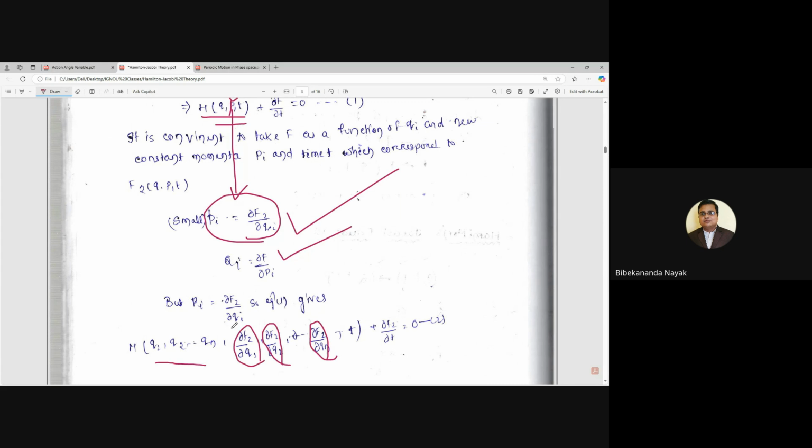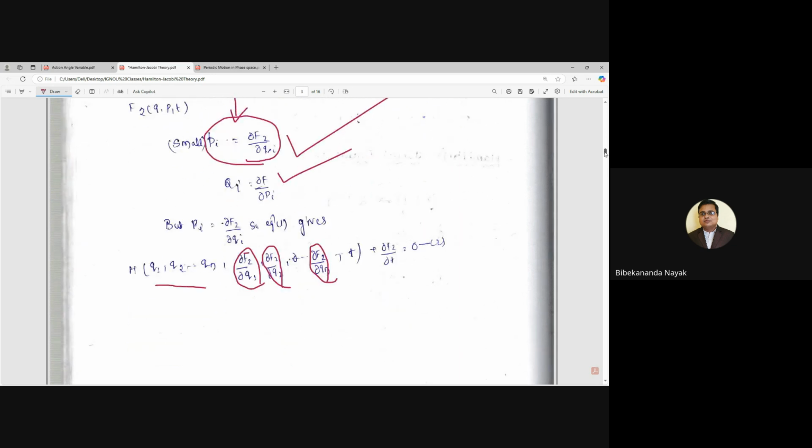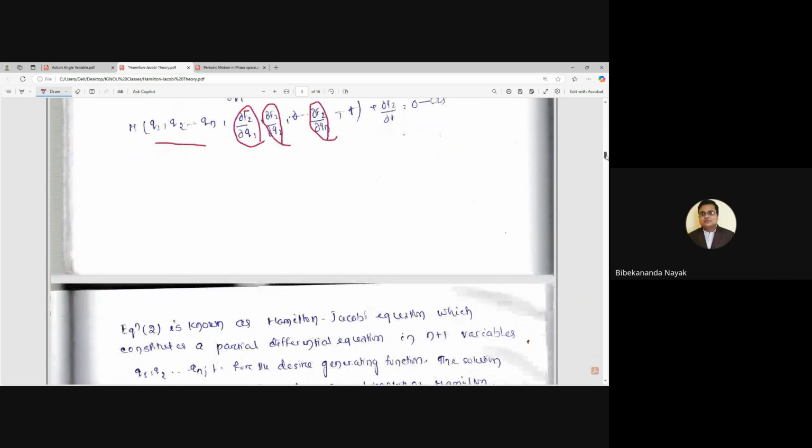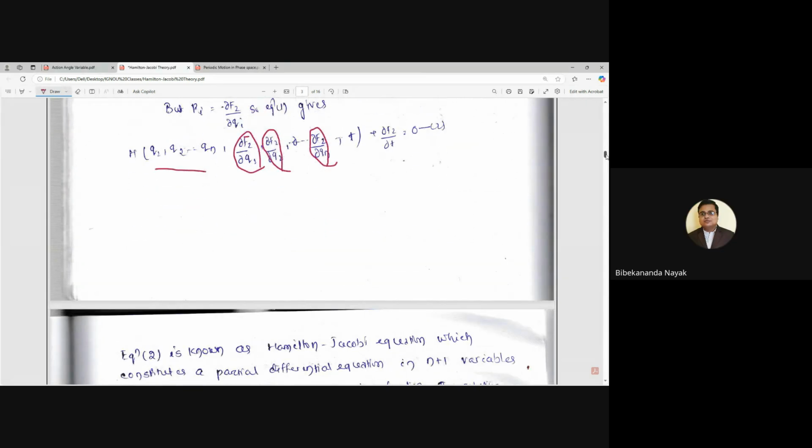That means, if there are n coordinates q1 to qn, instead of p1 to pn I write ∂F2/∂q1, ∂F2/∂q2, up to ∂F2/∂qn. Actually, this equation is known as the Hamilton-Jacobi equation.